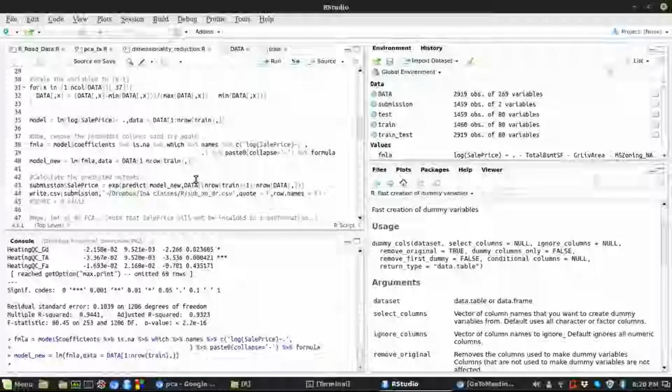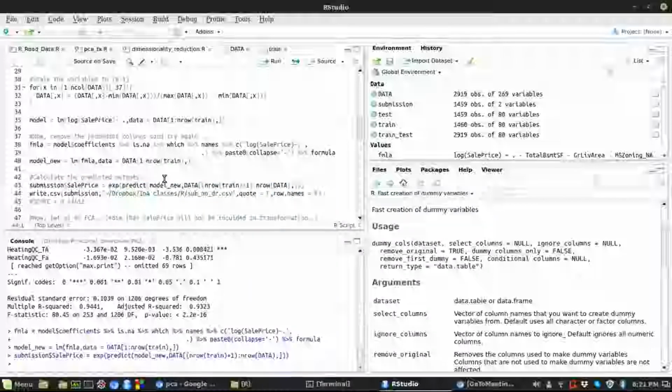Okay, then use the predict function. Now apply it on the testing part, that is data of the other part. 1:n row of train is the first half. Now you take the second half of the data, n row of train plus 1:n row of data. That is the second half of data. That is the test data. Then you use the model, make a prediction, write it in submission.